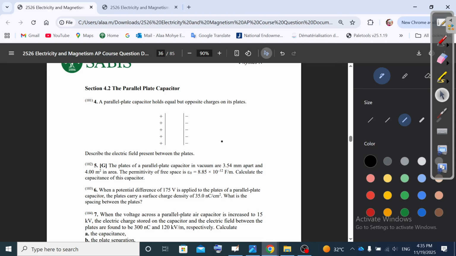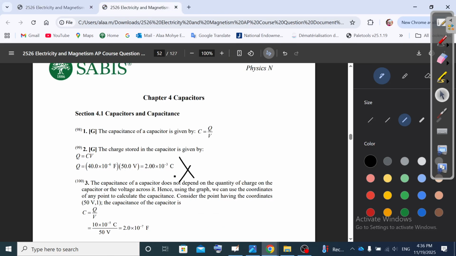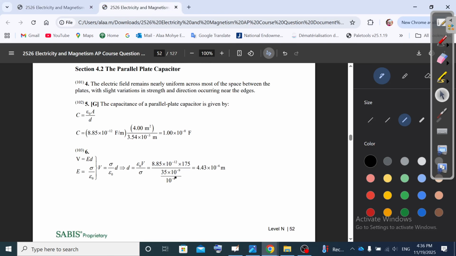This is a simple one. Capacitance is your epsilon naught A over d. Your epsilon naught is 8.85 times 10 to the minus 12 times your area, which is 4, over your distance, which is 3.54 times 10 to the minus 3, because it's in millimeters. You get 1 times 10 to the minus 8 farads.